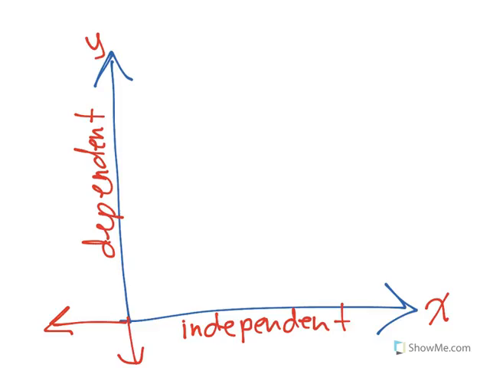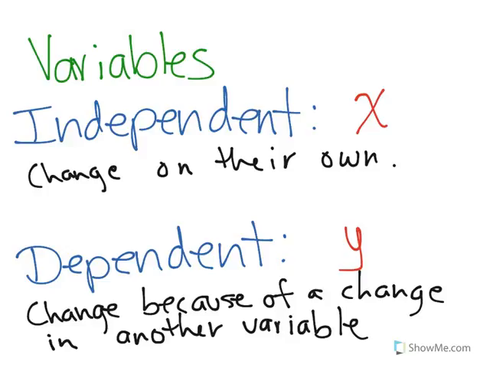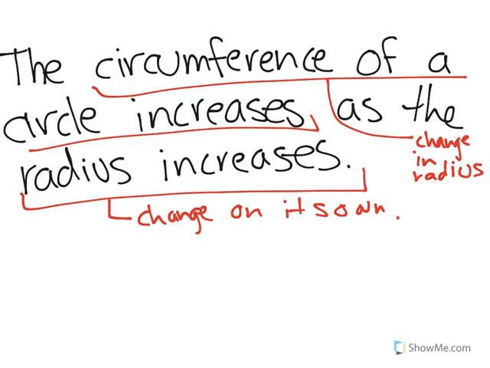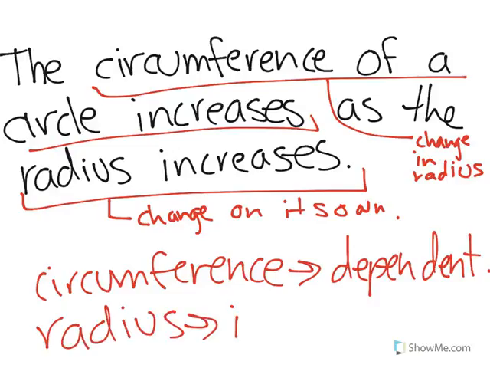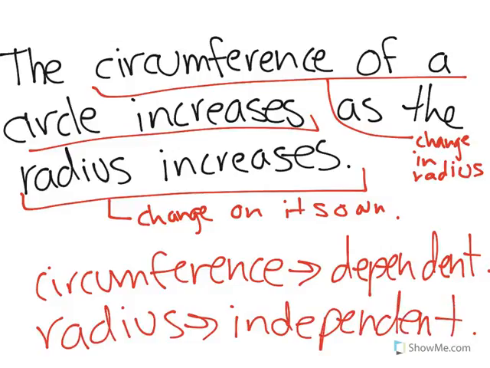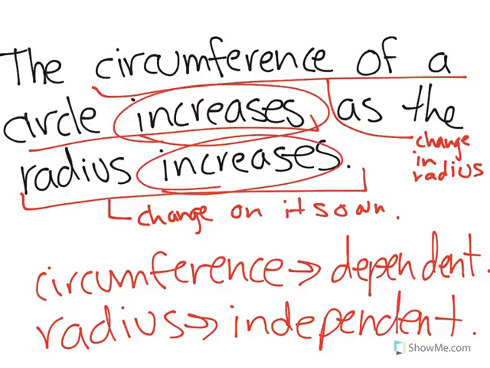As I mentioned in the previous slide, the independent is a change on its own, and the dependent is a change because of a change in another variable. In this statement, we have found that the circumference is our dependent because it depends on the radius, and the radius is our independent variable. And now we see that when the radius increases, the circumference increases as well.